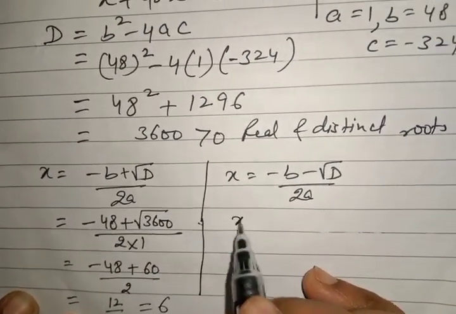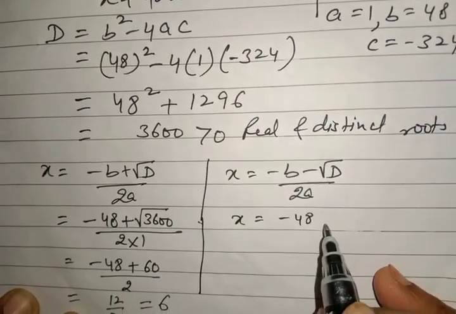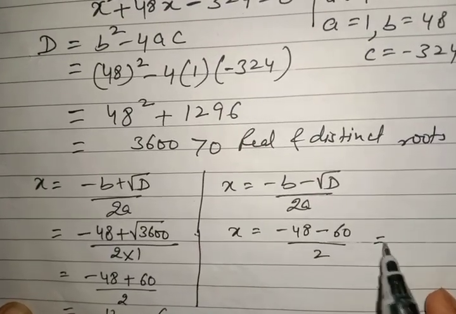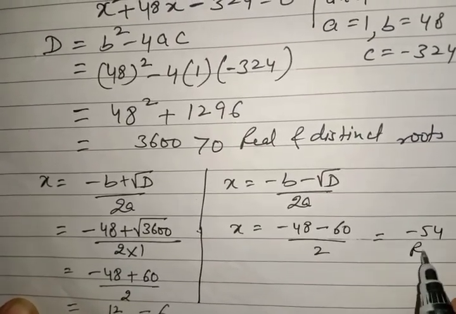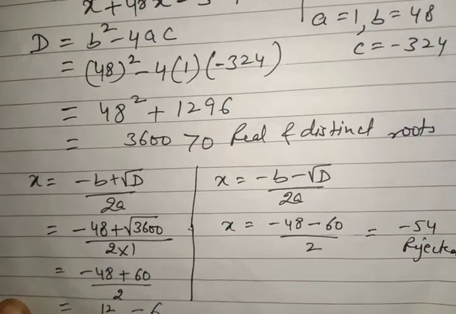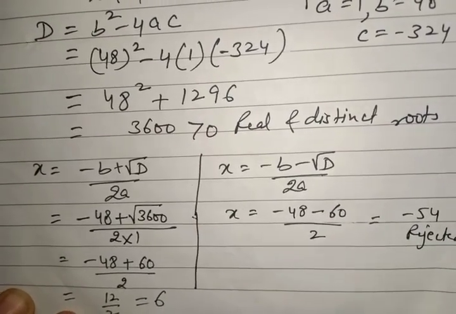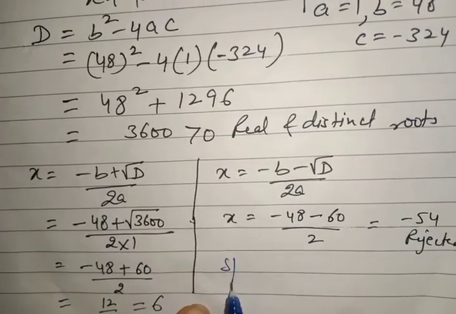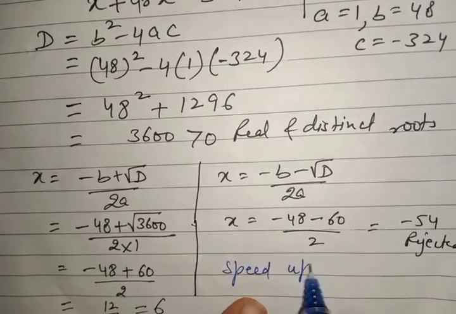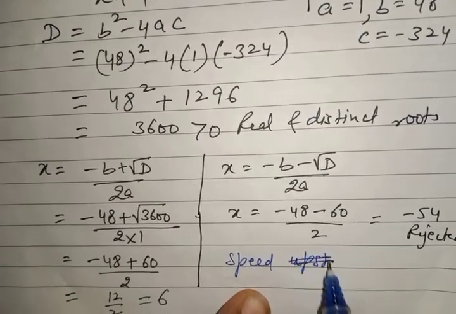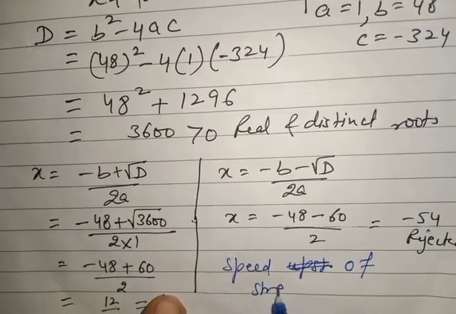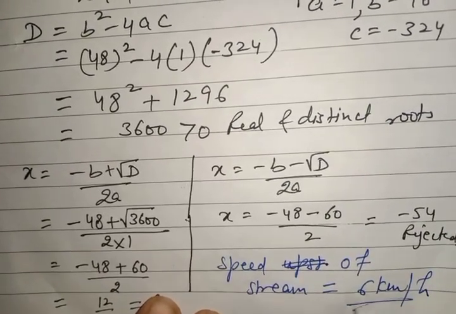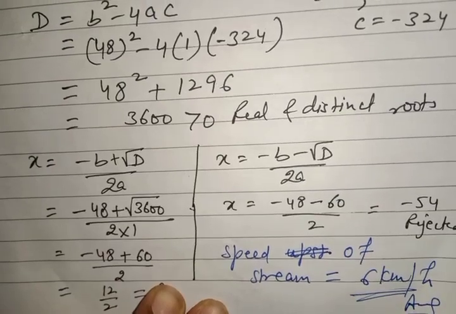And when you solve the other side, it is minus 48, I am writing directly, minus 60 upon 2, so this is minus 54, which is rejected. Now the final answer: what we have supposed, speed can never be negative, so it is rejected. So the final answer is the speed of the stream is equal to 6 km/h. This is our final answer. Very important question. Thank you.